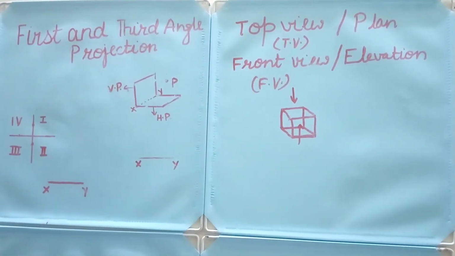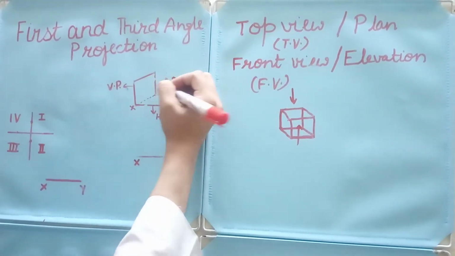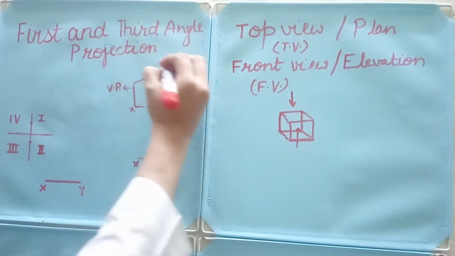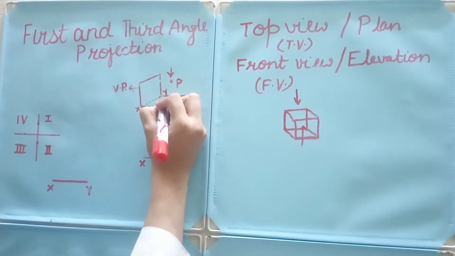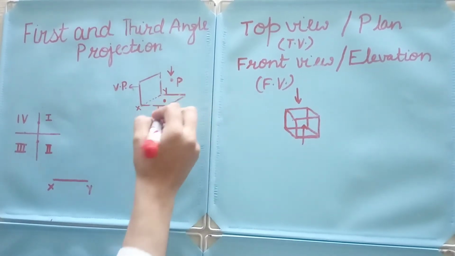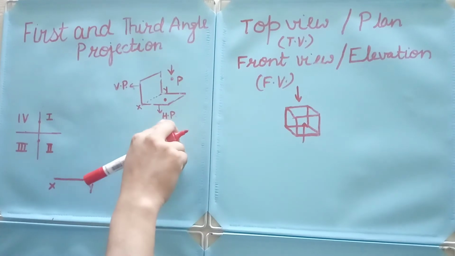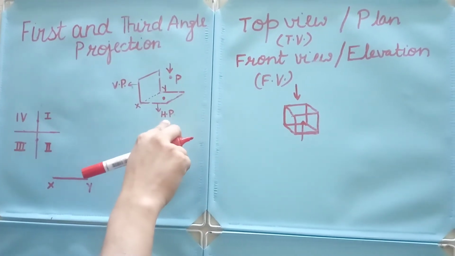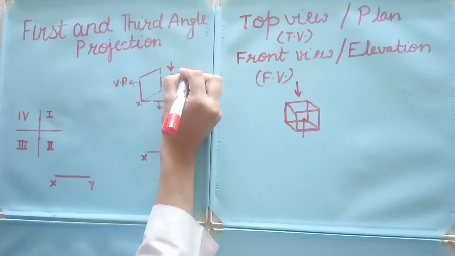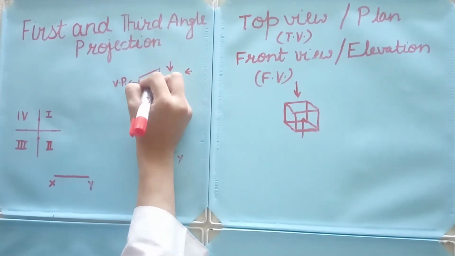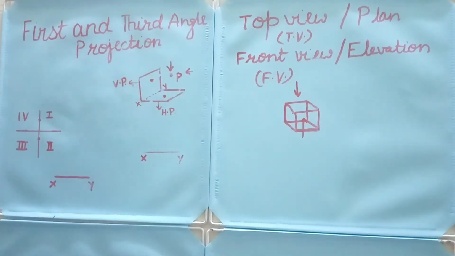Suppose we have a point P which is in the first quadrant. When we want to see it from the top, its projection will be seen here at the bottom on the horizontal plane. The horizontal plane is also known as HP. When we see it from the front, its projection will be seen somewhere here on the vertical plane, VP.